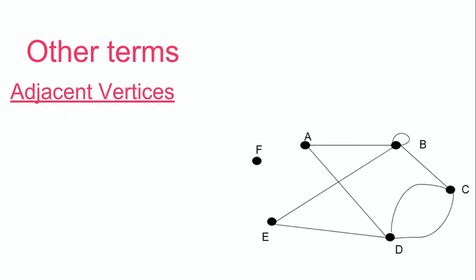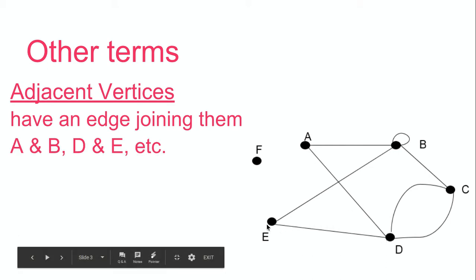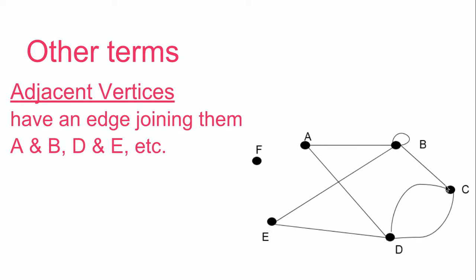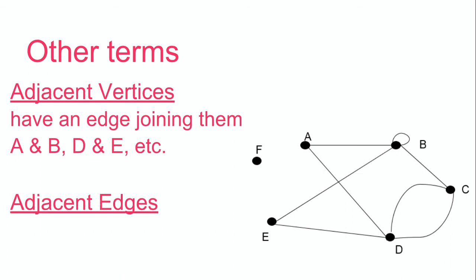Some other terms: adjacent vertices. Adjacent vertices are any vertices that have an edge joining them. So for example, in this particular graph, vertex A and vertex B are adjacent because they have an edge connecting them, as well as D and E, E and B, B and C, C and D, and so forth. There's several examples of adjacent vertices here.